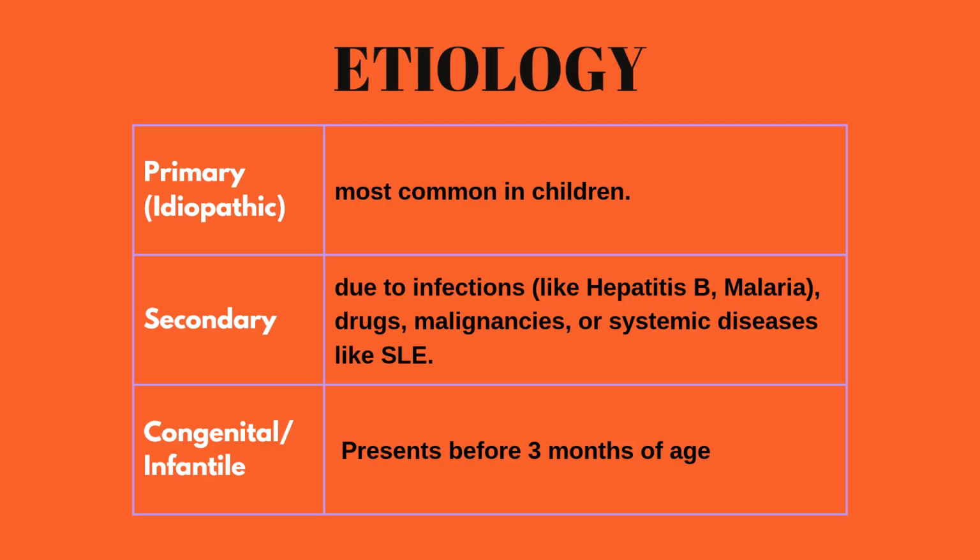And then etiology. Here the etiology is most commonly primary, that is idiopathic, and it might be secondary also in case of certain infections leading to nephrotic syndrome, and then drugs, malignancy, and even certain systemic diseases such as SLE, amyloidosis may lead to nephrotic syndrome. And if it is present before 3 months of age, it might be congenital or infantile etiology.